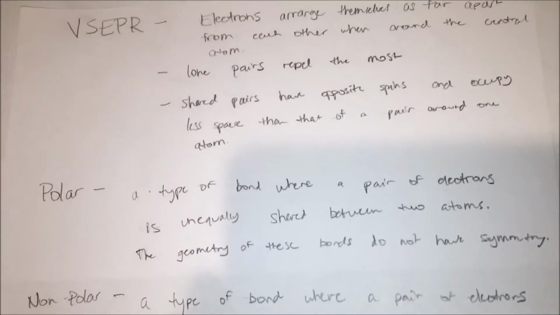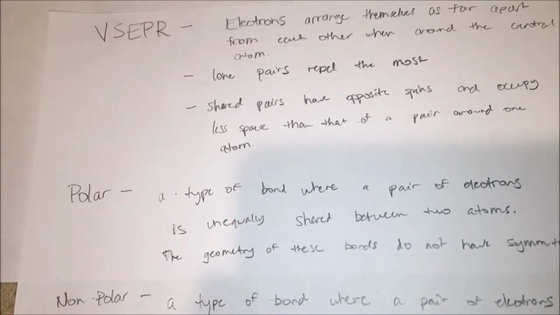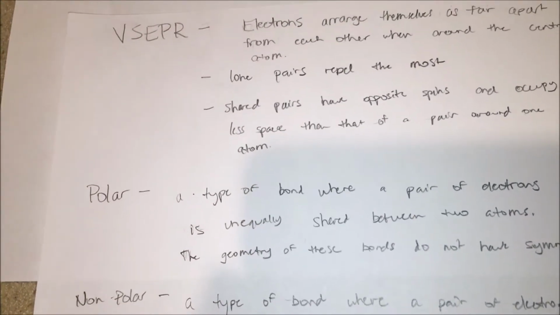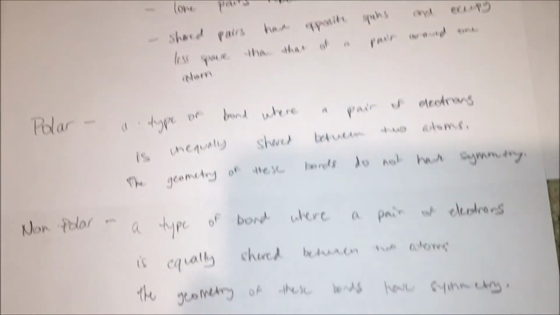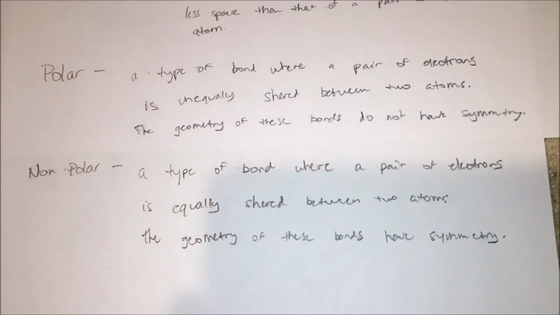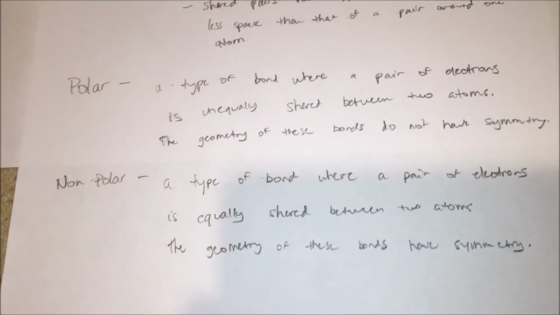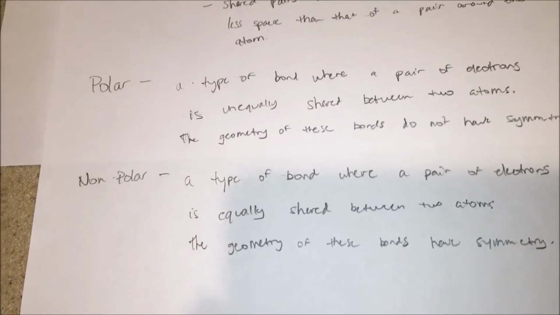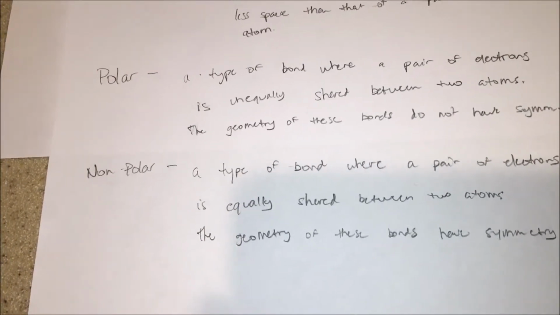Polar. A type of bond where a pair of electrons is unequally shared between two atoms. The geometry of these bonds does not have symmetry. Nonpolar. A type of bond where a pair of electrons is equally shared between the two atoms. The geometry of these bonds has symmetry.